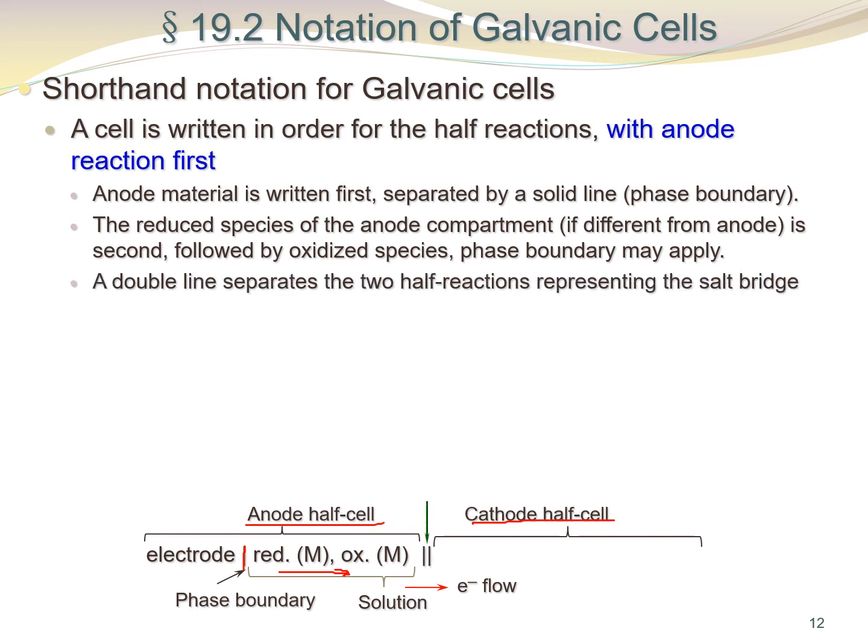Here comes the salt bridge. The salt bridge here is a double dash line. This double dash line tells us not only is there a phase change or state change, but we are also moving into a different chamber.